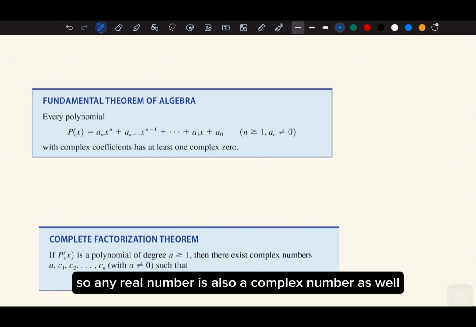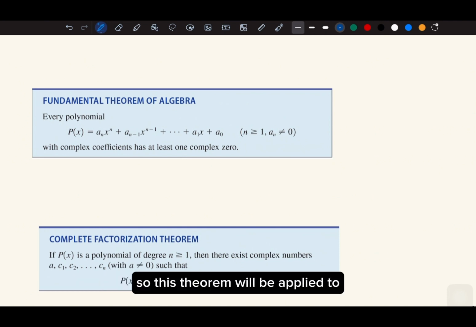So any real number is also a complex number as well. So this theorem will be applied to polynomials with real coefficients. Okay, so the same thing.